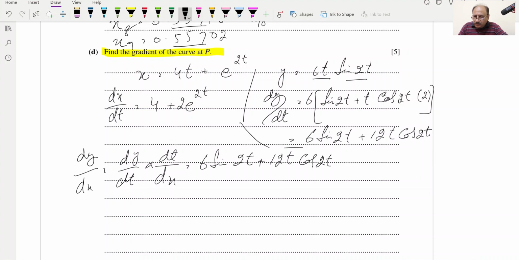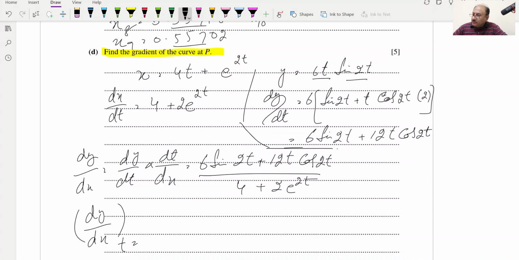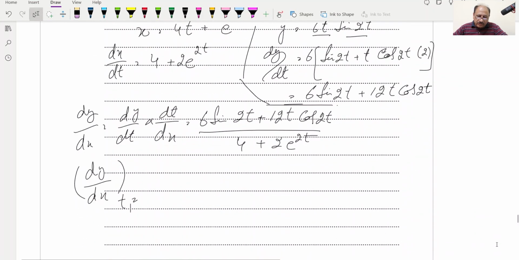I will separate this one. Okay, so divided by dx by dt, which will be over here, so it will be 4 plus 2e raised to 2t. Now we have to just replace the value and find dy by dx at t equal to the value which we found in the previous part, which is 0.557.